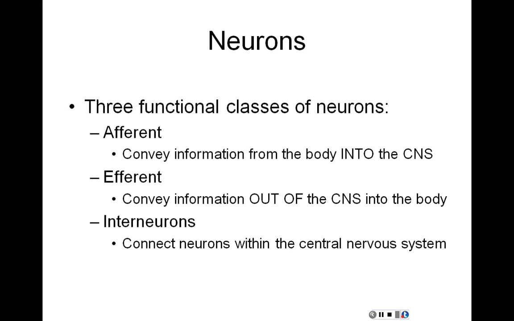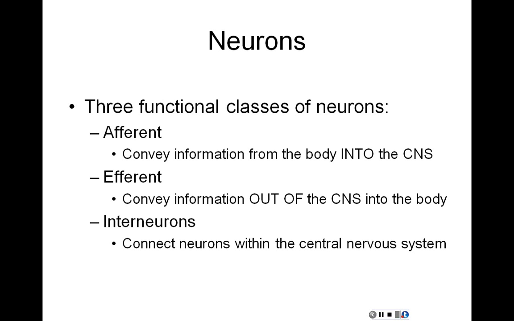Afferent neurons convey information from the body, from the peripheral nervous system, into the central nervous system. And if you look all the way back at the flow chart in the brain and cranial nerve lecture, you'll notice that information that's coming from the body into the central nervous system is only one type. It's sensory information. Efferent neurons go the opposite way. They convey information from the central nervous system into the body. And again, if you consult that flow chart, you'll see that that's one type of information.